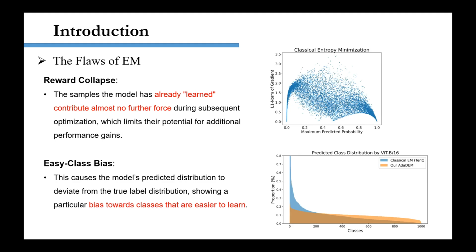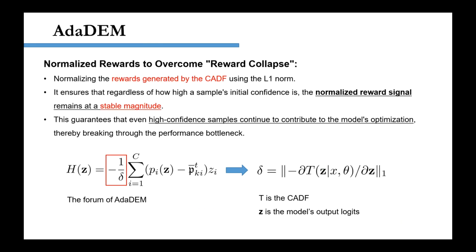The second flaw is the easy-class bias. Due to the presence of the GMC, EM tends to penalize all high-confidence predictions. This causes the overall distribution of the model's predicted classes to deviate from the true label distribution, showing a particular bias towards classes that are easier to learn. To address these two issues, we propose adaptive decoupled entropy minimization to decouple this dilemma.